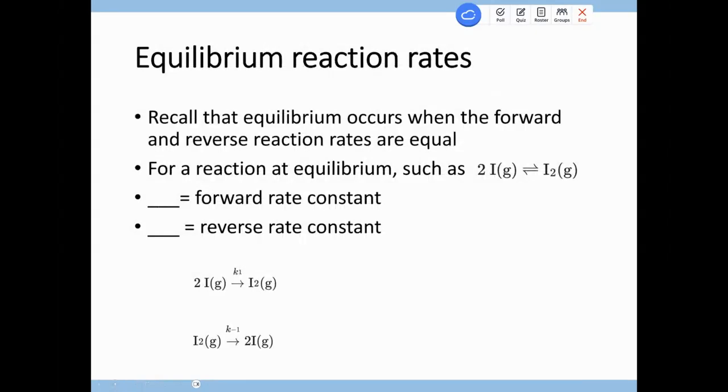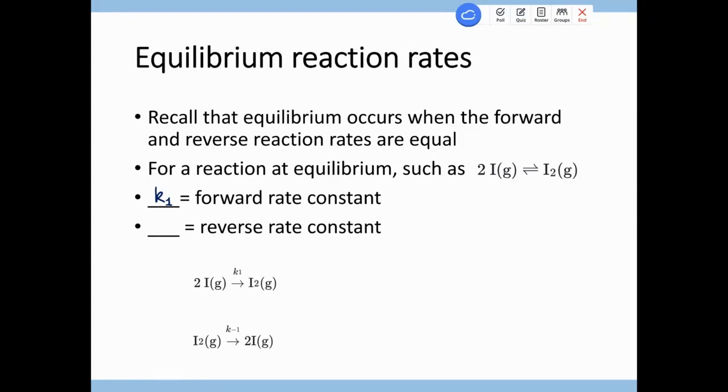So remember that equilibrium occurs when forward and reverse reaction rates are equal. So for a reversible reaction, we have a new example here. This is atomic iodine forming diiodine. The forward rate constant for a reversible reaction is still k. So we're talking about lowercase k, that rate constant. If you're talking about a reverse reaction, often there is a subscript of 1. Sometimes that's included, sometimes it's not.